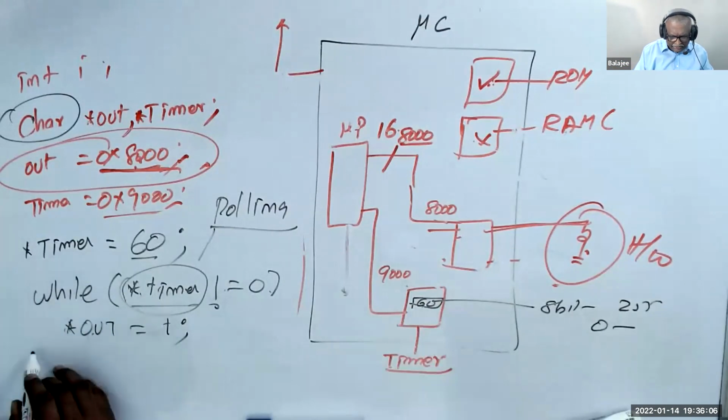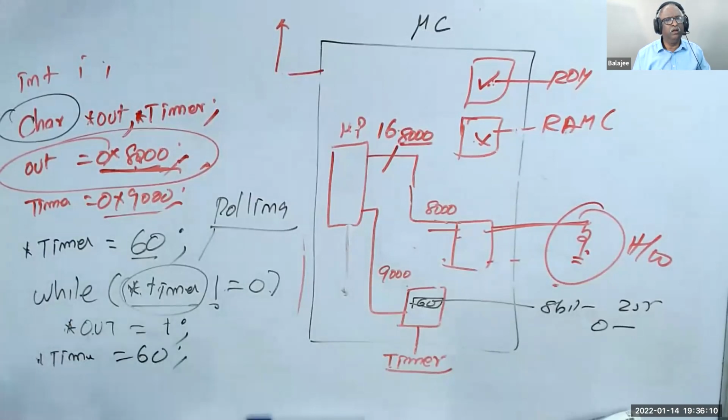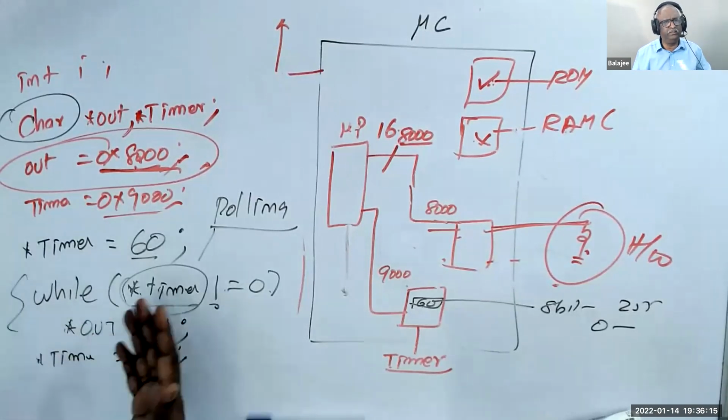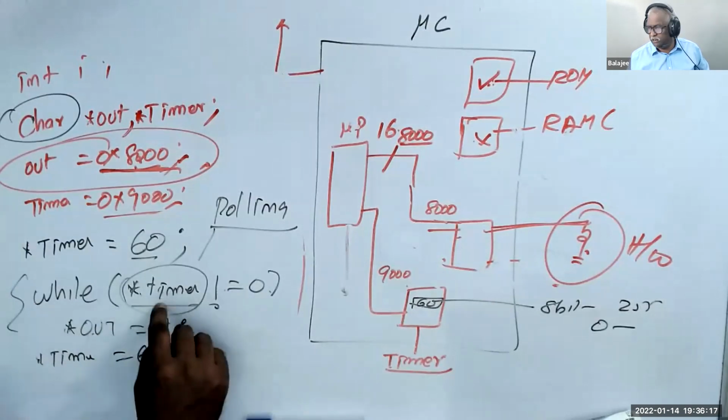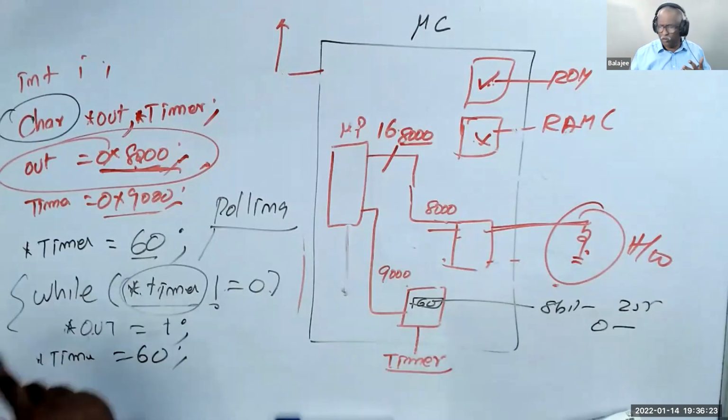Then I will say once again, star timer equals 60. Understand? Now I'll do once again the while loop. So I will do this repeatedly. This gives you the perfect delay. This is called polling. But once again, I waste my time to poll.